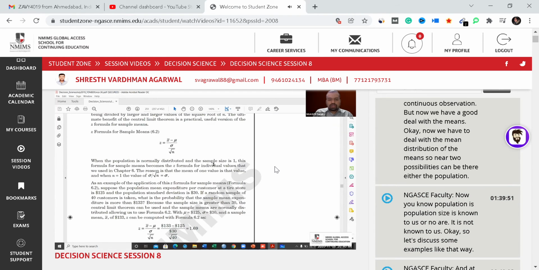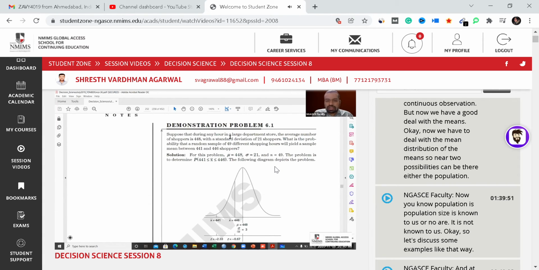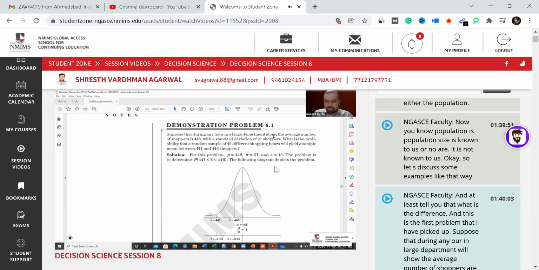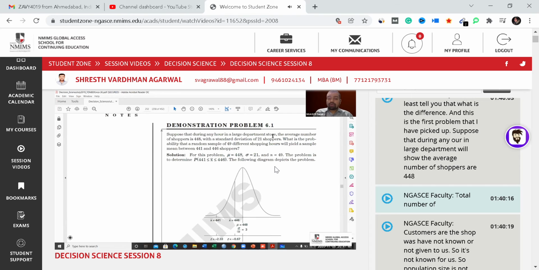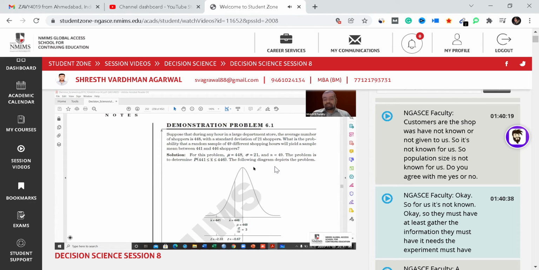I'll at least tell you what the difference is. So this is the first problem that I have picked up. Suppose that during any hour in a large departmental store, the average number of shoppers is 448. The total number of customers or shoppers is not given to us. So population size is not known for us. Do you agree with me? Yes or no? Okay, so for us it's not known.